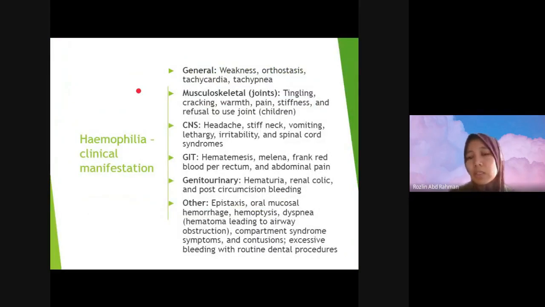So what are the manifestations if somebody has hemophilia? Of course the symptoms include excessive bleeding. Bleeding can occur externally because of any injury, but usually it will be spontaneous bleeding into the joints.